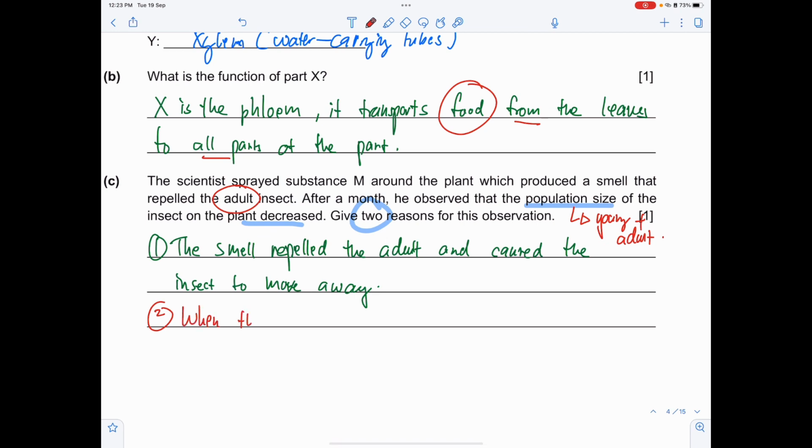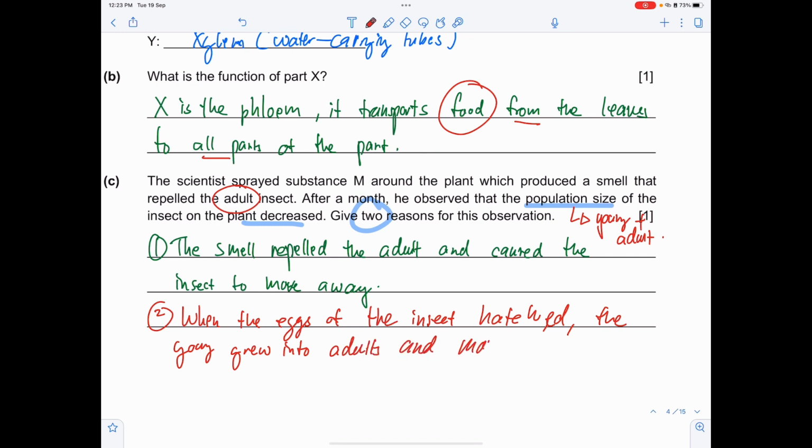The second reason, when the eggs of the insect hatched, the young grew into adults and moved away due to the smell. So because the adults move away, eventually whatever eggs are remaining, when they hatched, they grew up, and then they become adults, they move away.